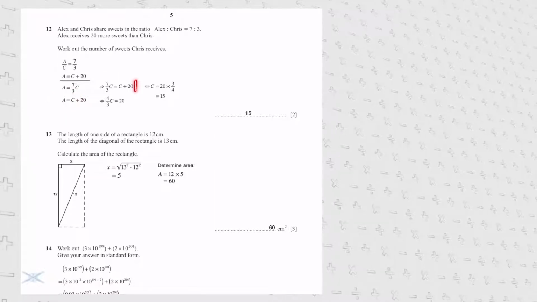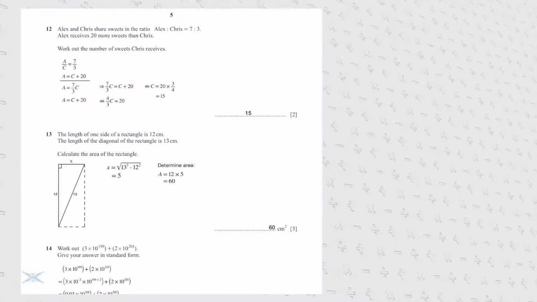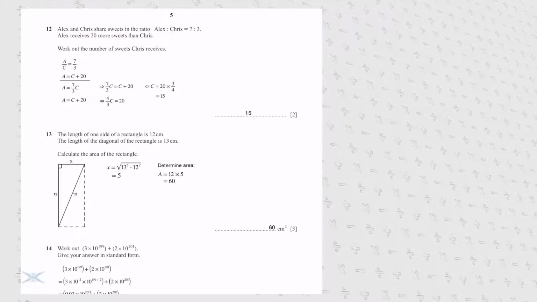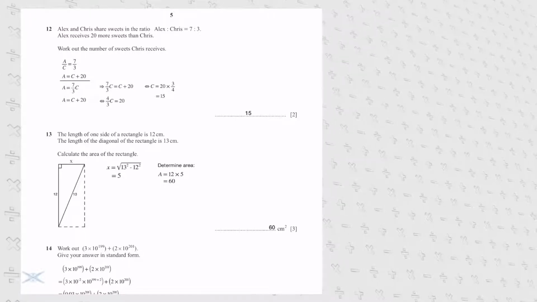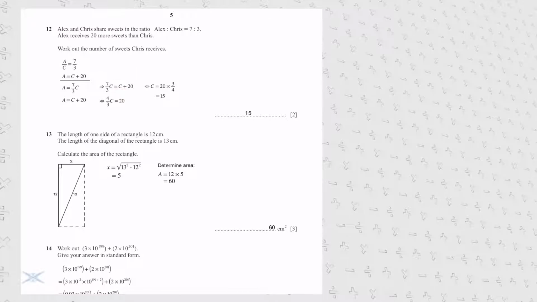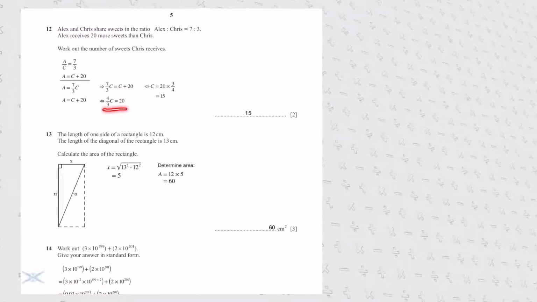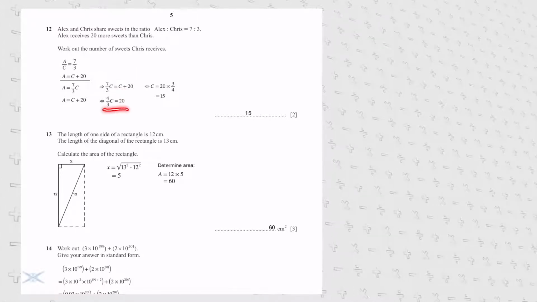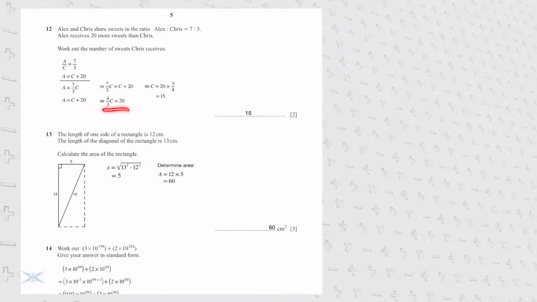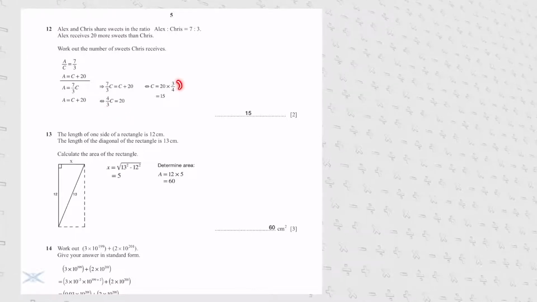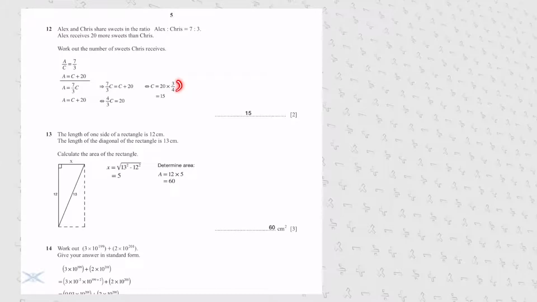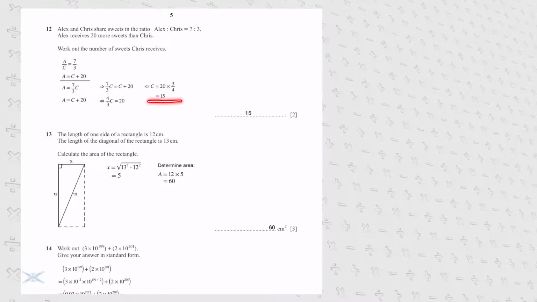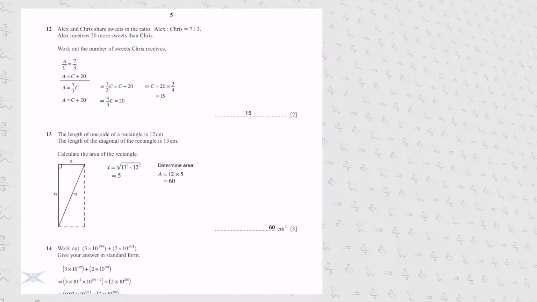As a consequence, A has been eliminated and we will be able to calculate the value for C. To do so, we will subtract 1C from both sides of the equation. And in a final step, in order to determine the number of sweets that Chris receives, we divide this expression by 4/3 or just multiply it by its inversion, which is 3/4. So all of these calculations provide us with the conclusion that Chris receives 15 sweets.